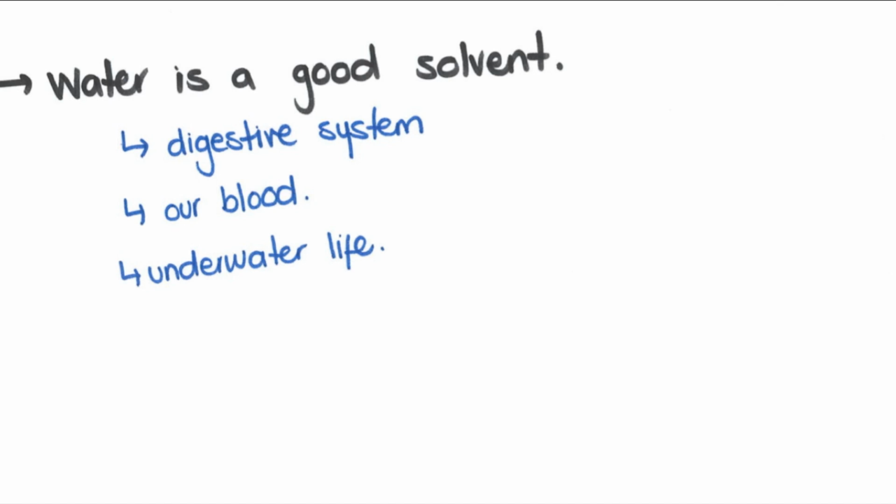A good solvent is water, and we see this all around us. Good examples are, for example, in our digestive system, where water is used to dissolve a lot of products, also in our blood and in underwater life. So that concludes this chapter.